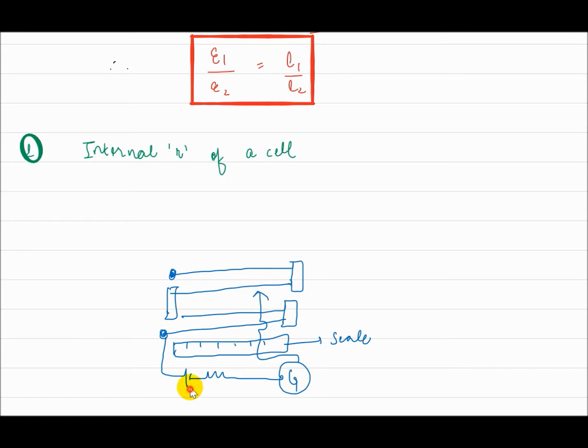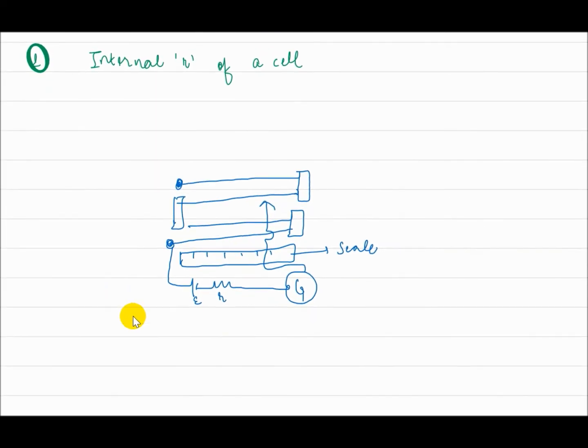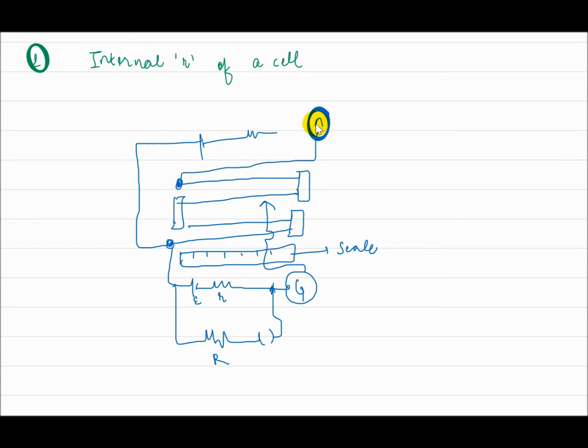We don't know where. The cell EMF is E and the internal resistance is r. We also connect a resistance R and a key here to the galvanometer. We connect the rheostat and the battery. We have the battery, we have the rheostat, we have the ammeter here, and it points towards this minus plus.